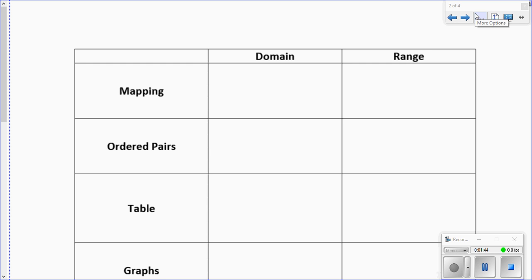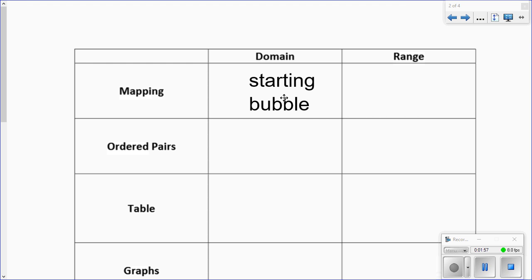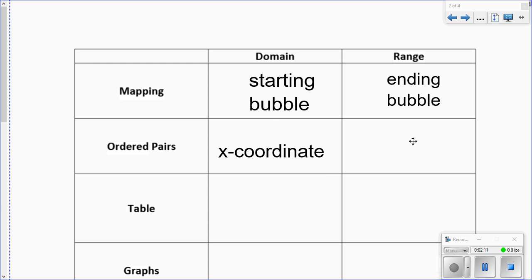Alright, so all the different kinds of representations we can have of functions, mapping, ordered pairs, tables, graphs, all that stuff, we can look for domain and range in specific areas for that. So with mapping, domain, your x values are in the start bubble, so where your arrows start. And the range is where the arrows end in the ending bubble. Okay, those are your y values. Ordered pairs, the domain are the x coordinates of the ordered pairs, so the first number. And the range is the y coordinates of that ordered pair, which is the second number.